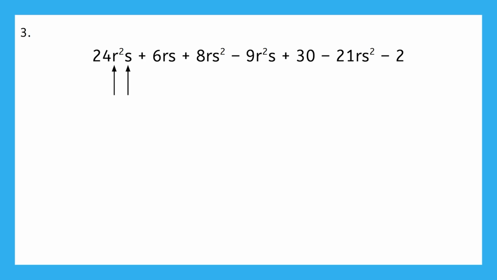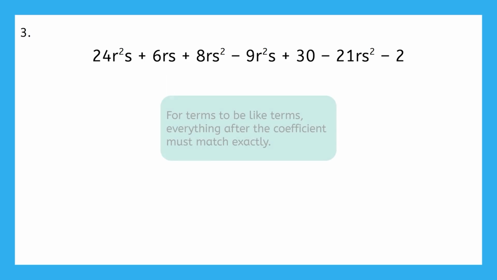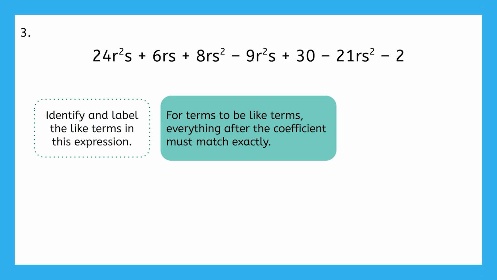We can still identify like terms even when multiple variables are in the same term together, like 24r squared s or 6rs. Remember, for terms to be like terms, everything after the coefficient must match exactly, meaning the exact same variables raised to the exact same exponents. It can get a bit trickier with a bunch of different combinations of the same two variables, but I know you've got this. Give it a try on your own. Pause while you identify and label the like terms in this expression.